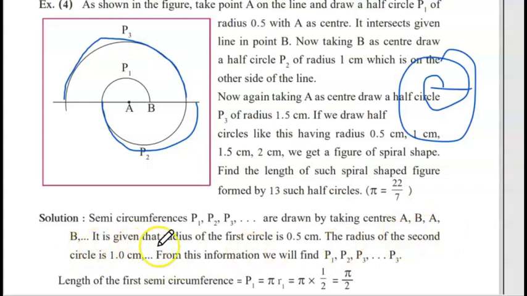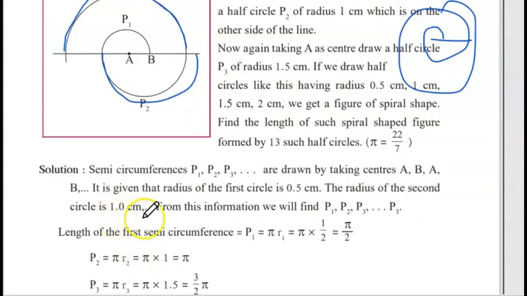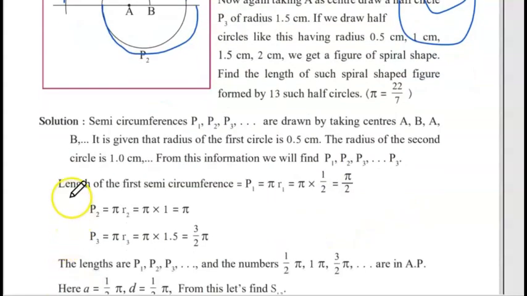It is given that the radius of the first circle is 0.5 centimeter. Radius of second circle is 1.0 centimeter. From this information, we will find P1, P2, P3 and so on. Okay, in this way, length of the first semi circumference P1 is equal to circumference, formula काय? That is C is equal to 2 pi r.